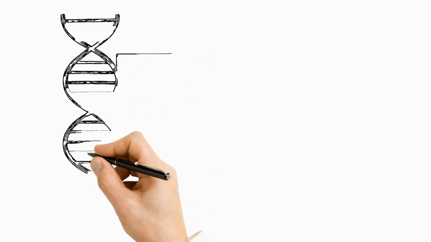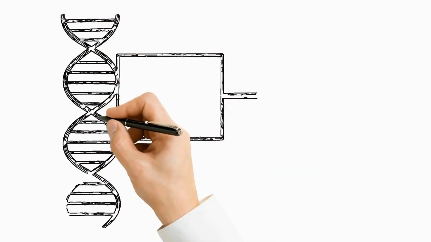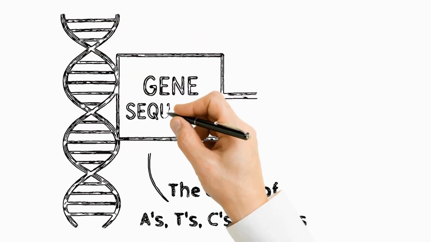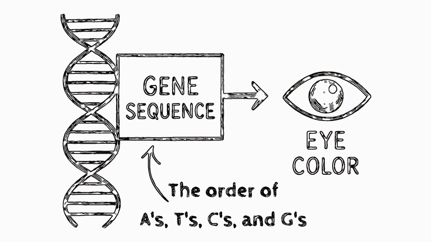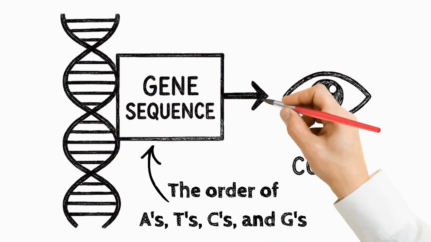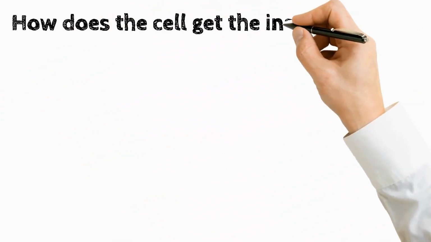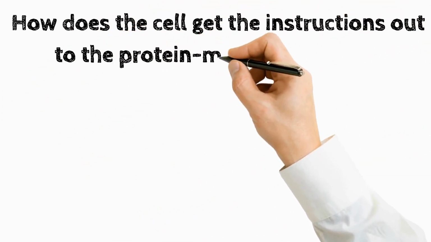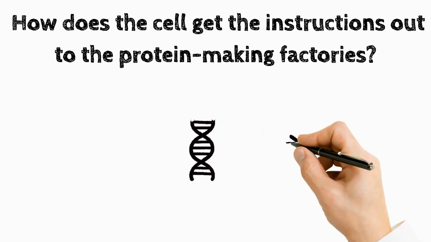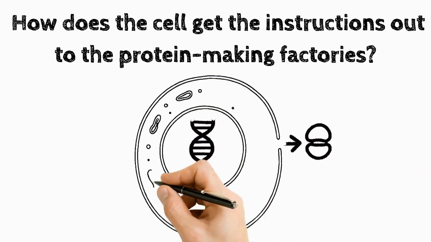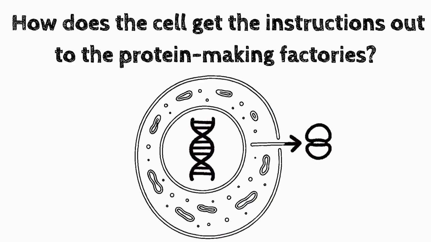Why does this structure matter? The order of the A, T, C, and G is the code. This sequence information determines everything from the color of your eyes to your susceptibility to disease. So, DNA is the stable, protected blueprint locked in the cell's nucleus. But if it's the blueprint, how does the cell get the instructions out to the protein-making factories?